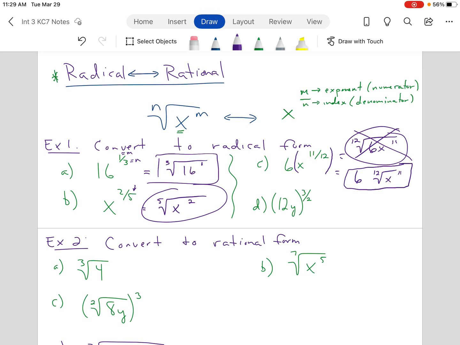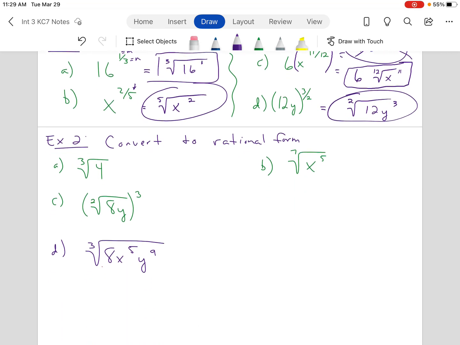Be careful. Go ahead and pause the video and try letter D. If you'll notice, I do have parentheses around the 12y, so that means 12y is all inside the root. Exponent is 3, root is 2, and I'm done.